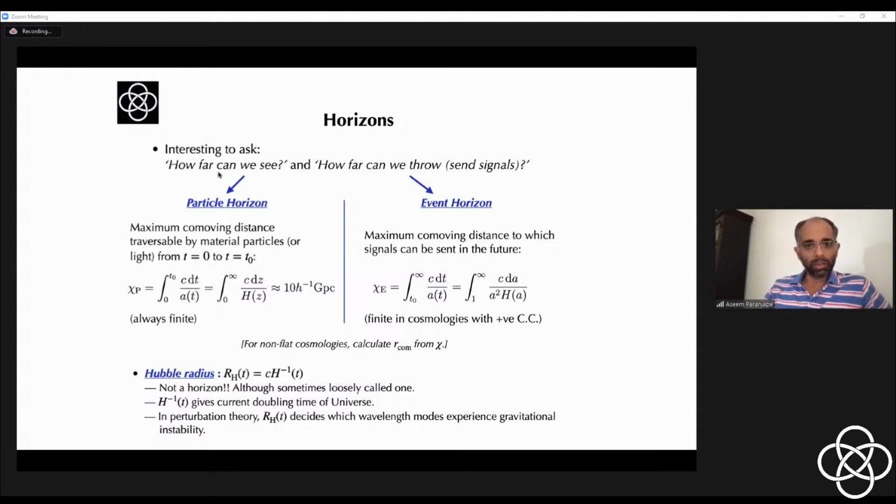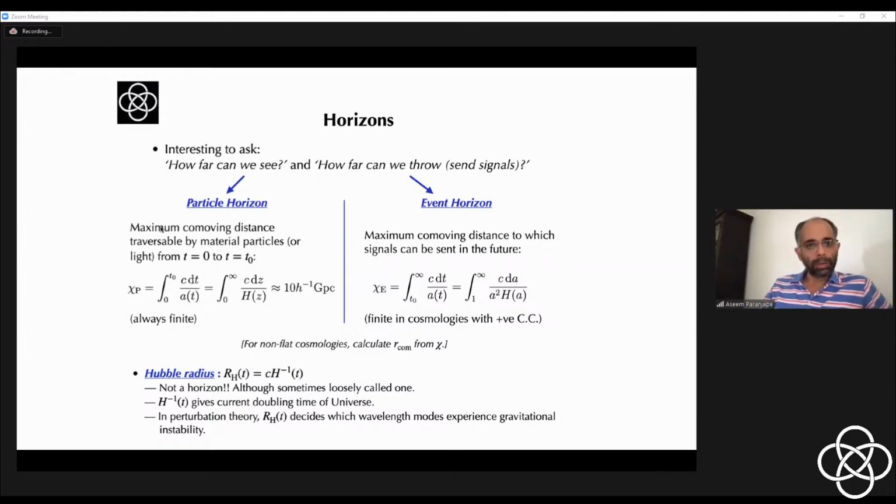The answer to the first question, how far can you see, goes by the name of the particle horizon. And the answer to how far can you send signals goes by the name of the event horizon. So these are general concepts, not just in cosmology, in general relativity also these ideas will come up. We are speaking in the cosmological context. So let's talk about the particle horizon first. I will also discuss the event horizon, but this will play a smaller role in the discussion later. So let's talk about the particle horizon to begin with.